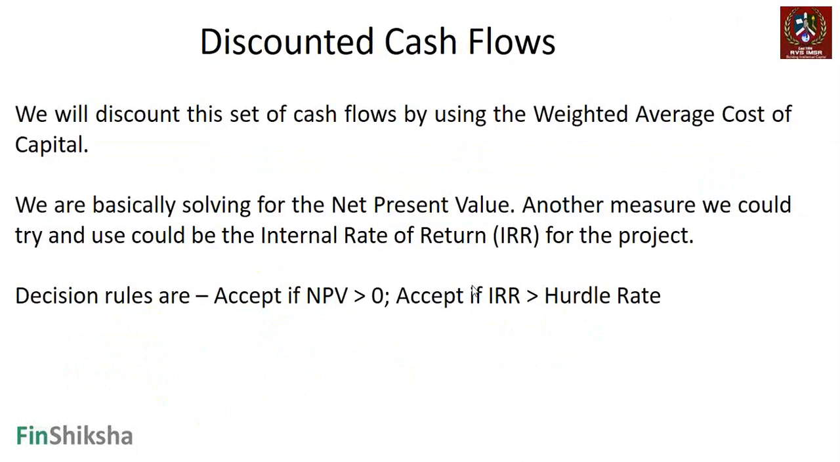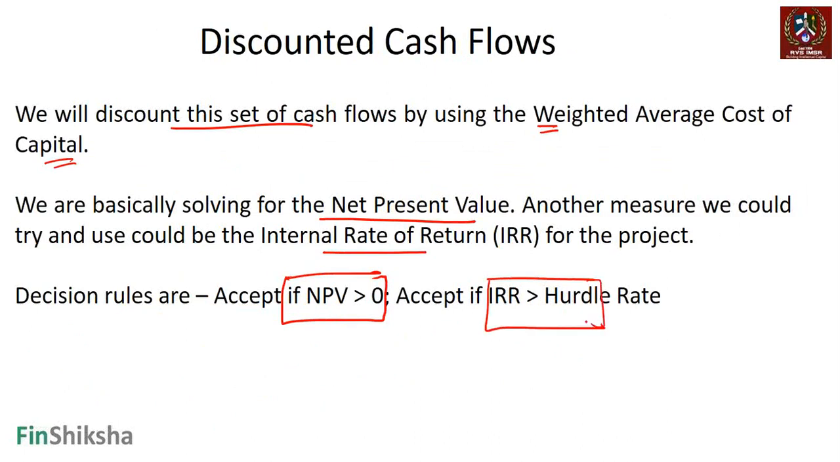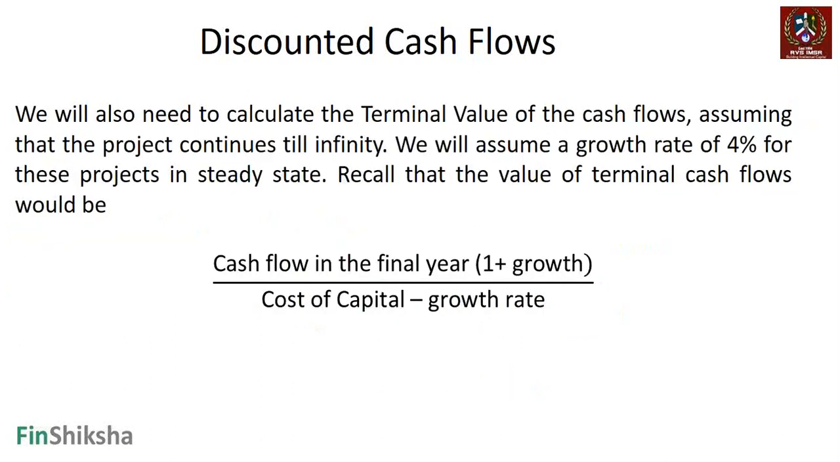Let's now try and find the discounted cash flow. So now we have to discount this set of cash flows using the weighted average cost of capital. We're basically solving it for the NPV. We could also use IRR, accepting the project if NPV is greater than 0, or if IRR is greater than the hurdle rate. What is the hurdle rate here? That's the weighted average cost of capital, right? There are some more adjustments that we will need to do. Unlike our accounting treatment of this particular project, in this case, we are going to assume that the project continues till infinity. So we will have to deal with the terminal value of the project.